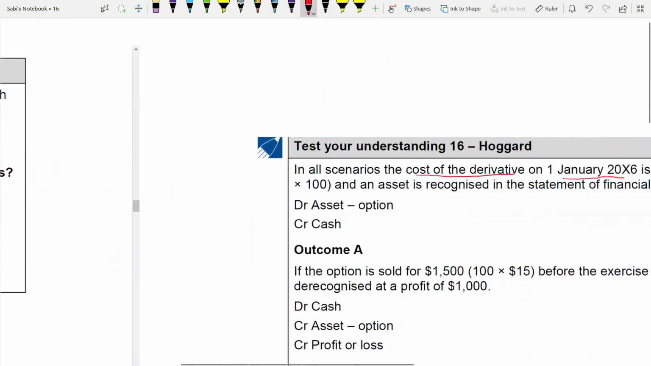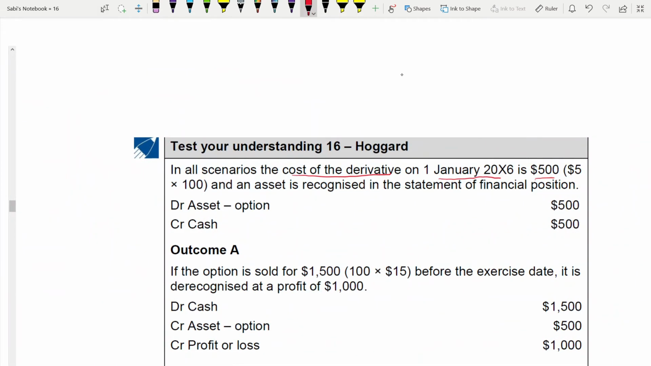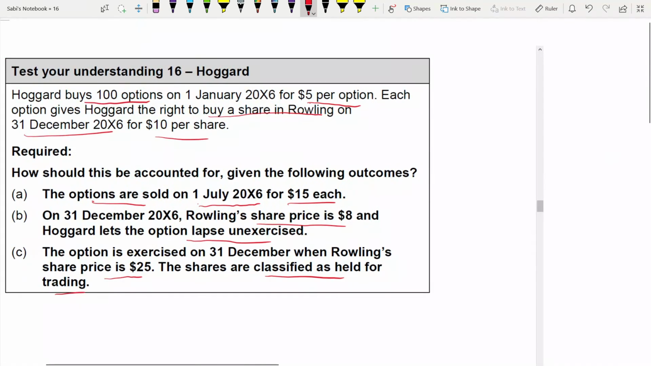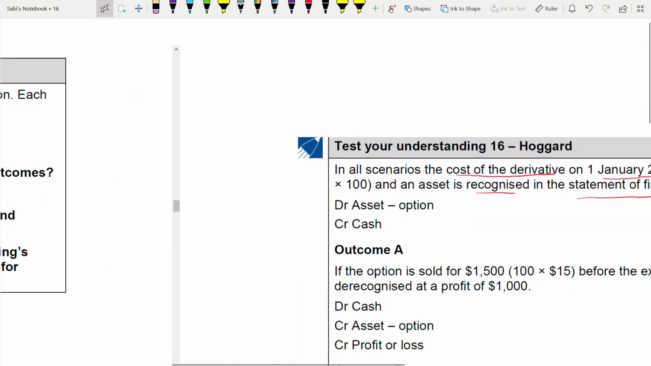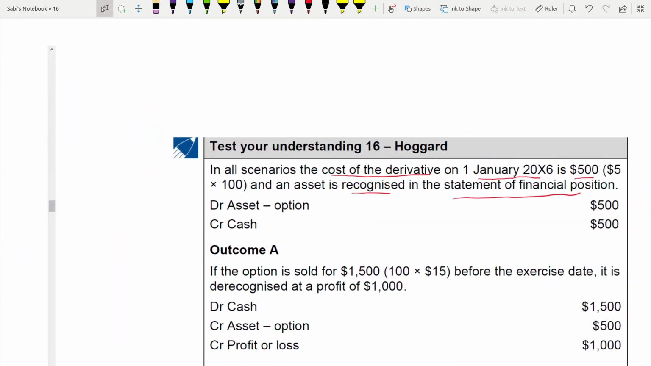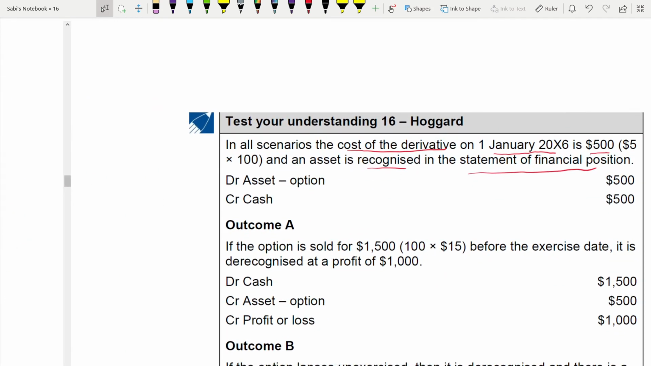Okay. And the asset is recognized in the statement of financial position. See, whether you exercise the option, whether you don't exercise the option, whether you sell the option, under all these three, the cost of the derivative in the beginning is 5 only, 5 into 100. Because the premium you have to pay whether you exercise, whether you sell, whether you don't exercise. So 5 into 100, 500.